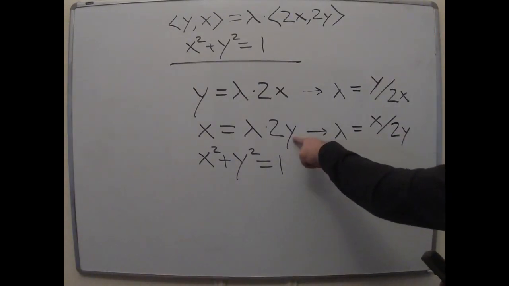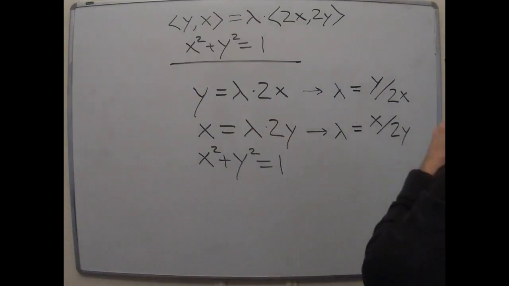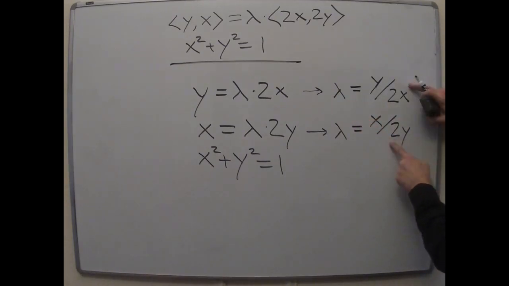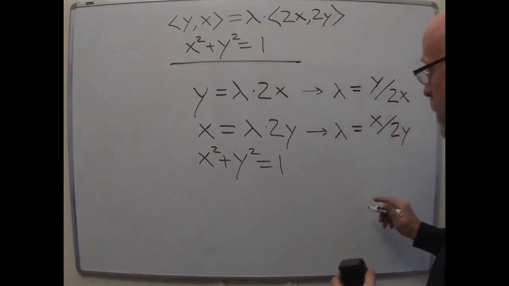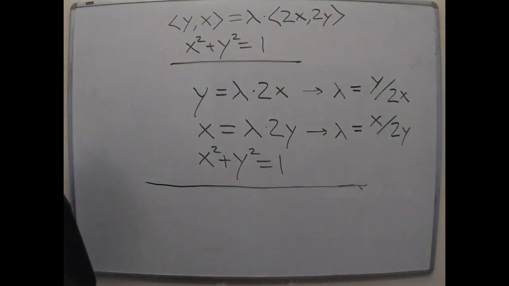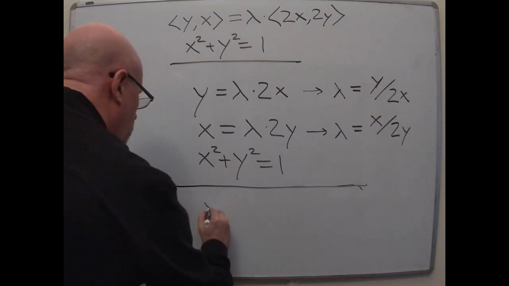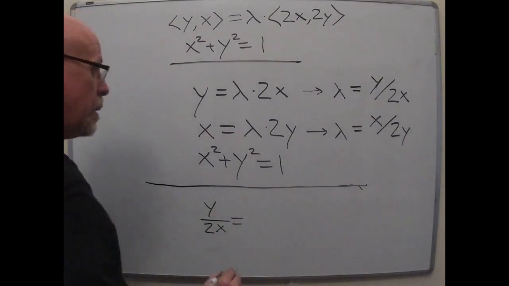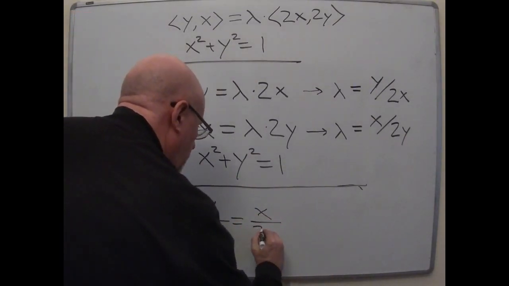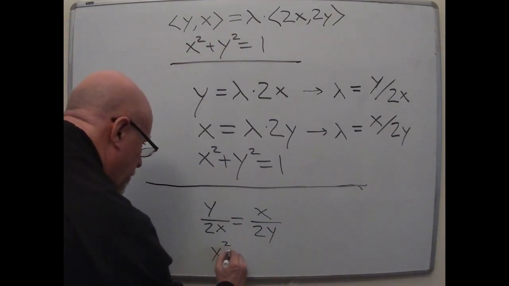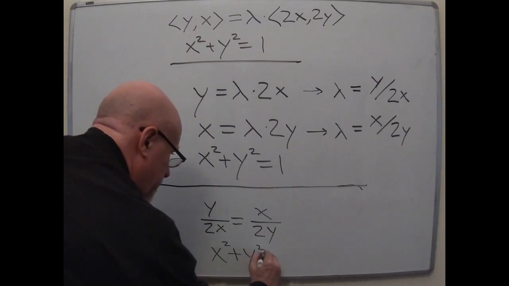Just divide both sides by 2y, or in this case 2x, right? And here's what I mean by eliminating them. If that expression is equal to lambda and this expression is equal to lambda, well then these two guys are equal to each other. So we'll have one fewer variable now, but we've also got one fewer equation. We've got that y over 2x is equal to x over 2y. And then the other equation is just the constraining condition, x squared plus y squared equals 1.